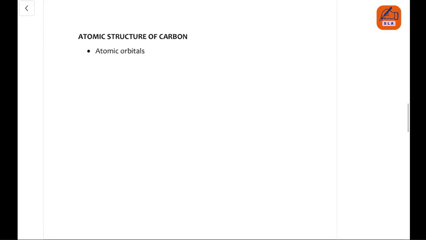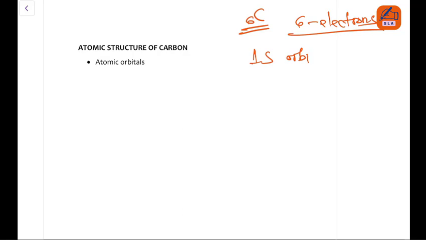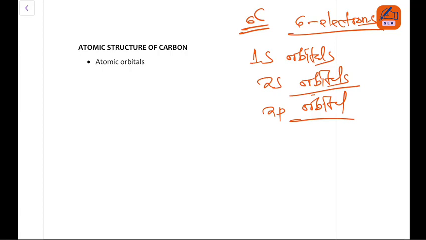We have to know that carbon is element number 6. Carbon is element number 6. Being element number 6 means it has 6 electrons. And because it is element number 6 and has 6 electrons, it means that it has more than one orbital. Those orbitals are the 1s orbital, 2s orbital, and 2p orbital. So we want to see their structures.